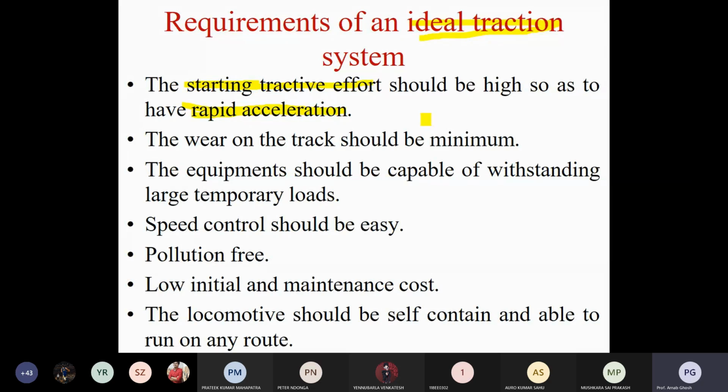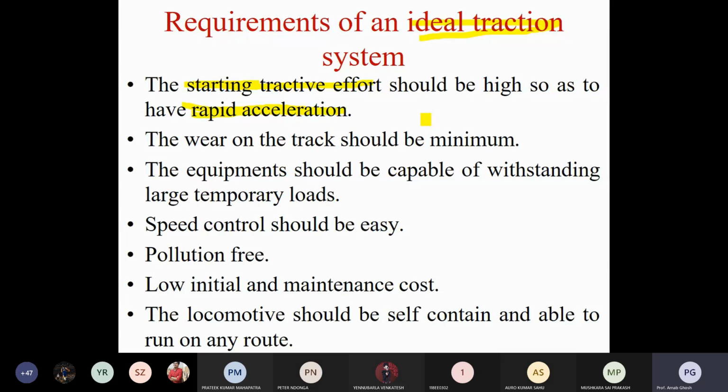The wear on the track should be minimum. The equipment should be capable of withstanding the large temporary load. You know that tractions have a lot of initial static inertia, and after starting the motor it is quite difficult. That's why we give more thrust to the traction motor. Why the traction motor? At zero speed it can overcome a large load. That is the basic concept of traction.